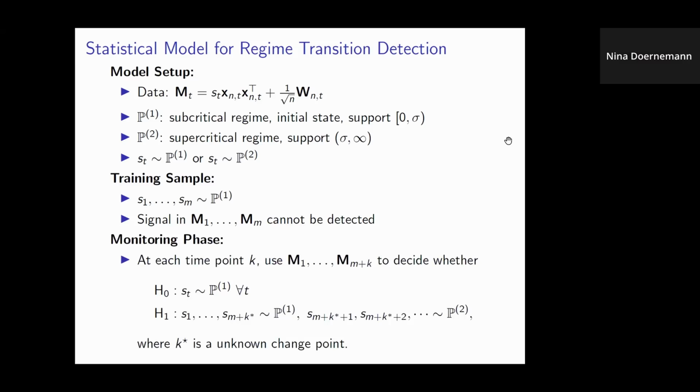Then we start monitoring. At each time point, we get one matrix, and we want to use all the data that we have, so data from the training sample and all k matrices from the monitoring period, to decide whether the S_t is still distributed according to the probability measure P1, or if there is a change in the distribution, a change towards the supercritical case.